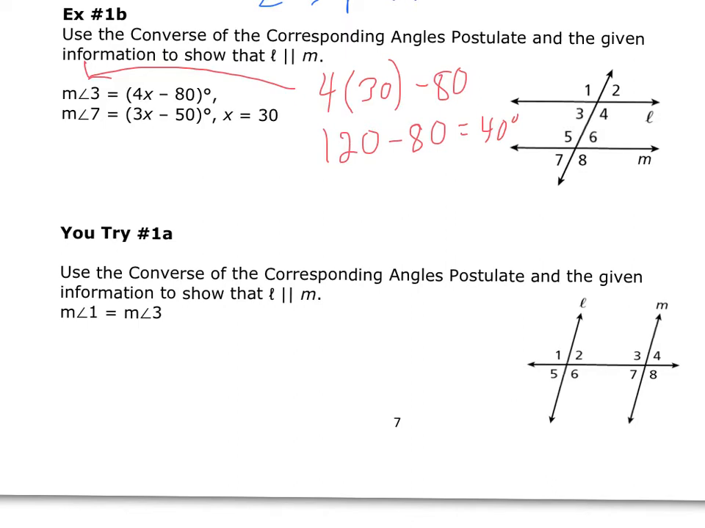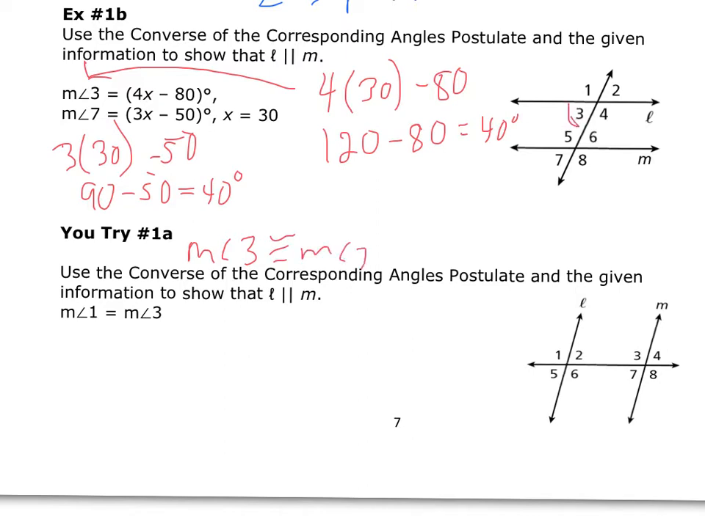Now let's look at the second one. We plug in 30 for x in measure angle 7. So we have 3 times 30 minus 50. 3 times 30 is 90, and if you subtract out 50, you get 40 again. So we know that both measure angle 3 and measure angle 7 are 40, so they are congruent. Measure angle 3 is congruent to measure angle 7.